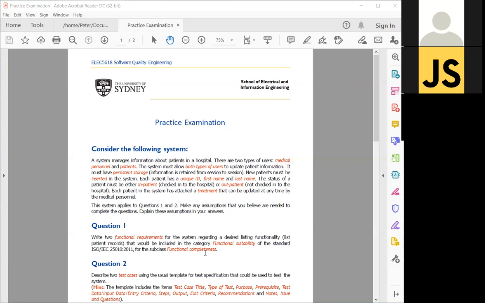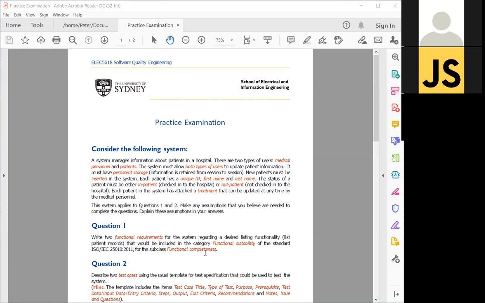Each patient has a unique ID, first name, and last name. That means this will be the information that each and every patient will have in the hospital. So for the first question, it says, write 2 functional requirements for the system regarding a desired listing functionality. So now you have the patient records. And if you look at the system itself, it says the patient will have a unique ID, first name and last name. That means your functional requirement for the system could be based on the unique ID, first name, and the last name.